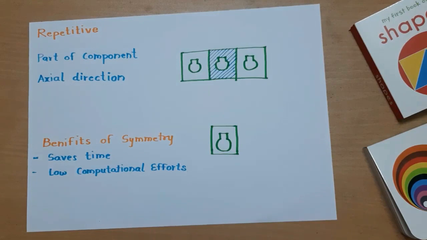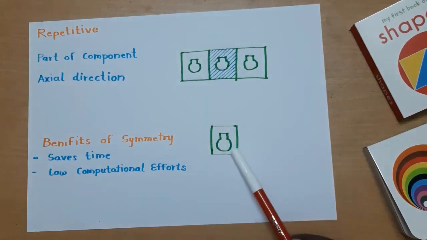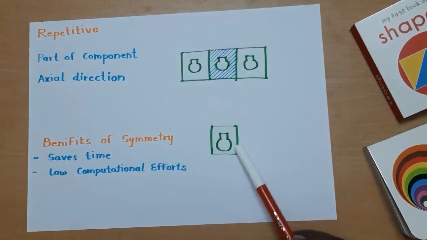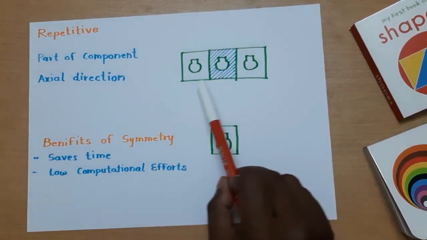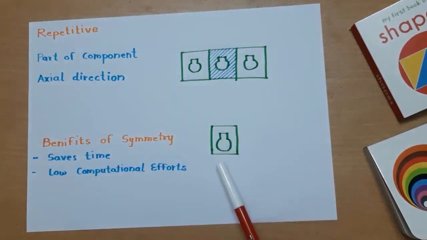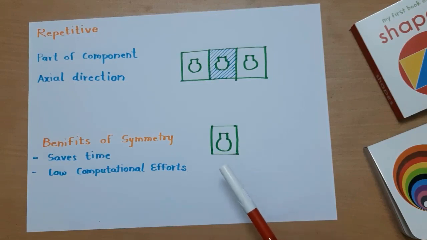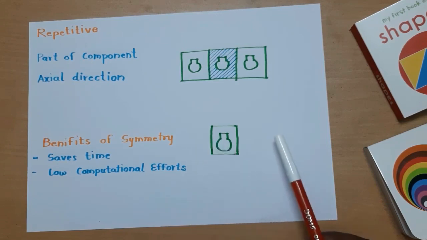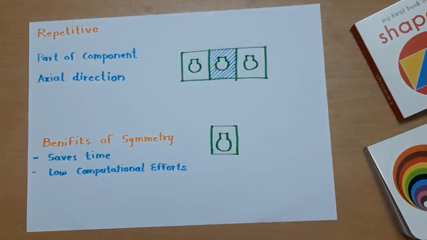What are the benefits of this symmetry? First, it saves time, because the model we are analyzing is very small compared to the full model. No doubt it saves time. Second, low computational effort. If the node count is 1 lakh for the full model and 10,000 for the symmetric model, solving requires a smaller amount of computational effort. And the results we get are similar for both the full model and the symmetrical model.